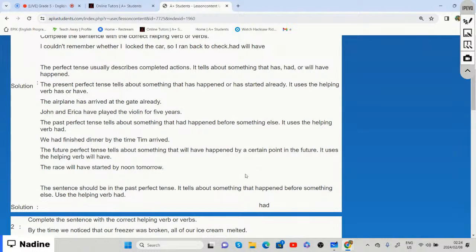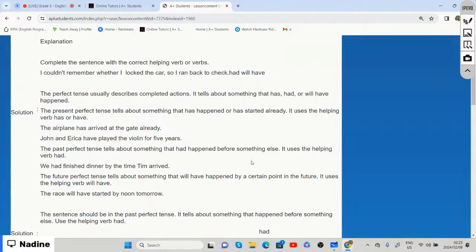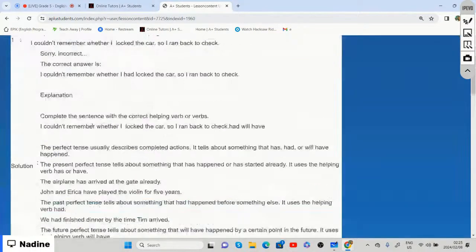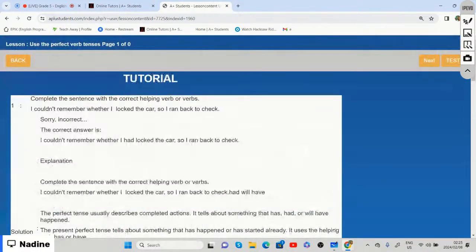And the past perfect tense tells us about something that had happened before something else, and it uses the helping verb had. And the future perfect tense tells us about something that will have happened by a certain point in the future, and it uses the helping verb will have. All right, so now we're looking at our first activity.